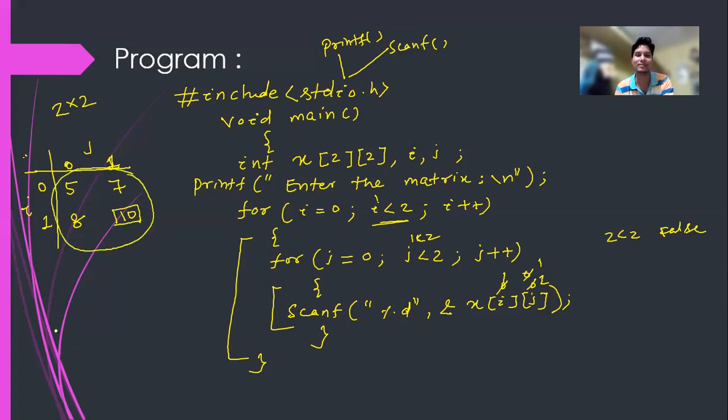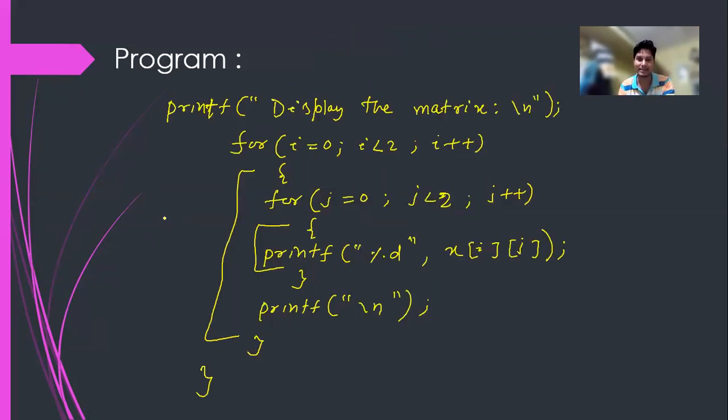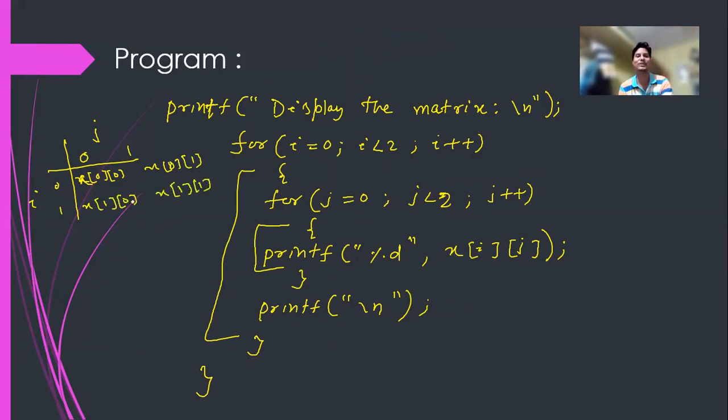So I will enter just 5, 8, 7, 10. I will enter like this, but it will be displayed like this. So how will it be displayed? See here, the locations are j 0, 1, and this is i 0, 1. So here I can say x of 0 0, x of 0 1, x of 1 0, and x of 1 1. So these are the different locations.